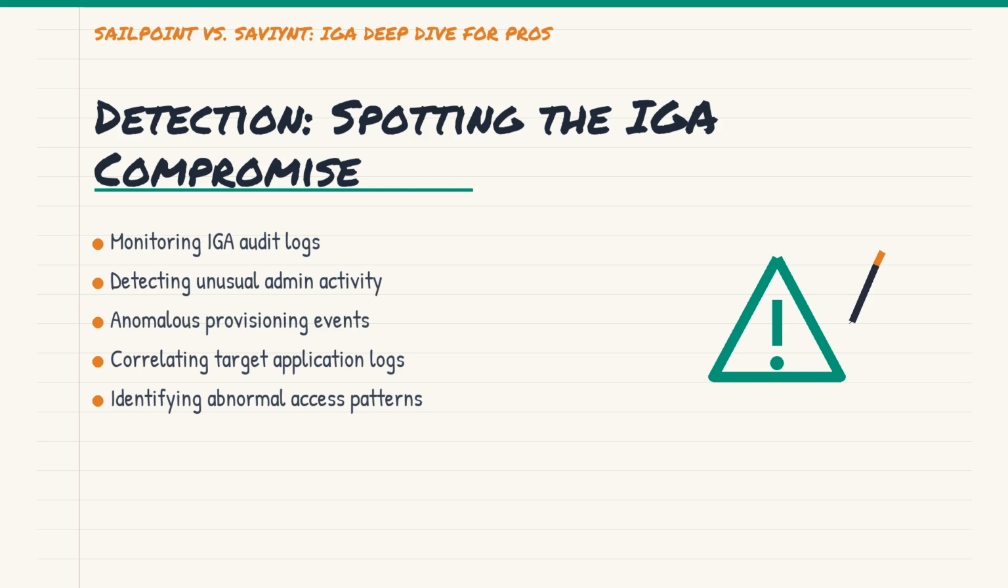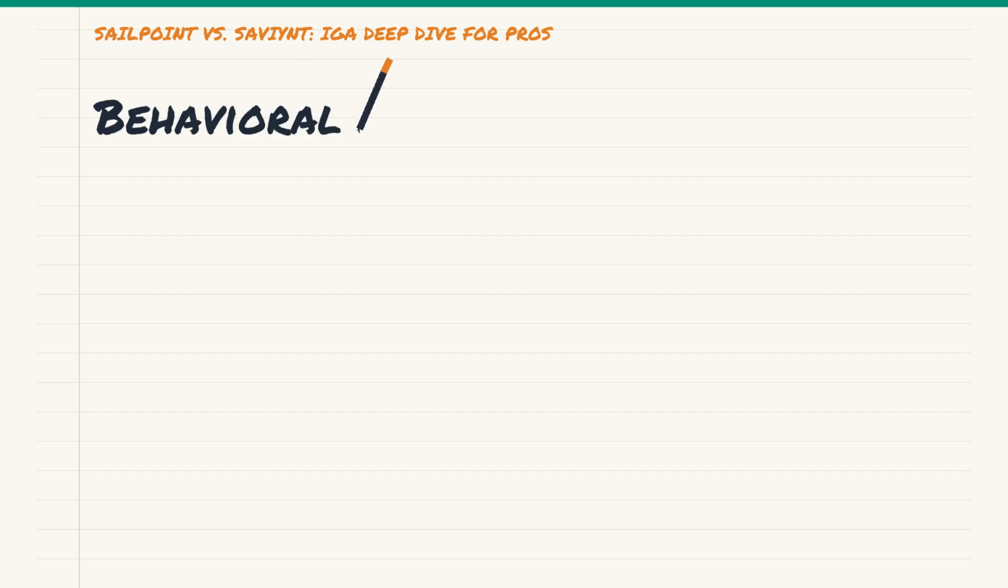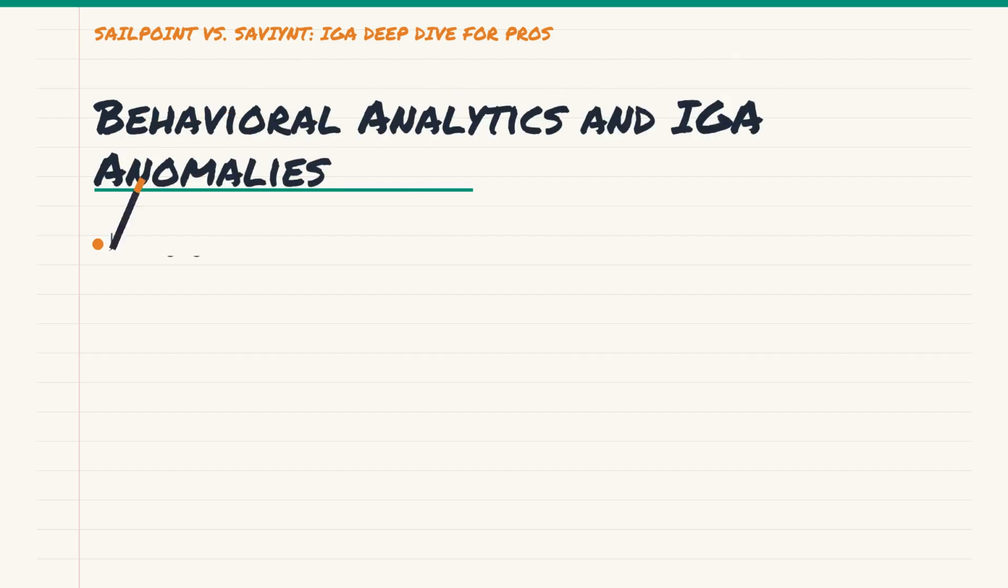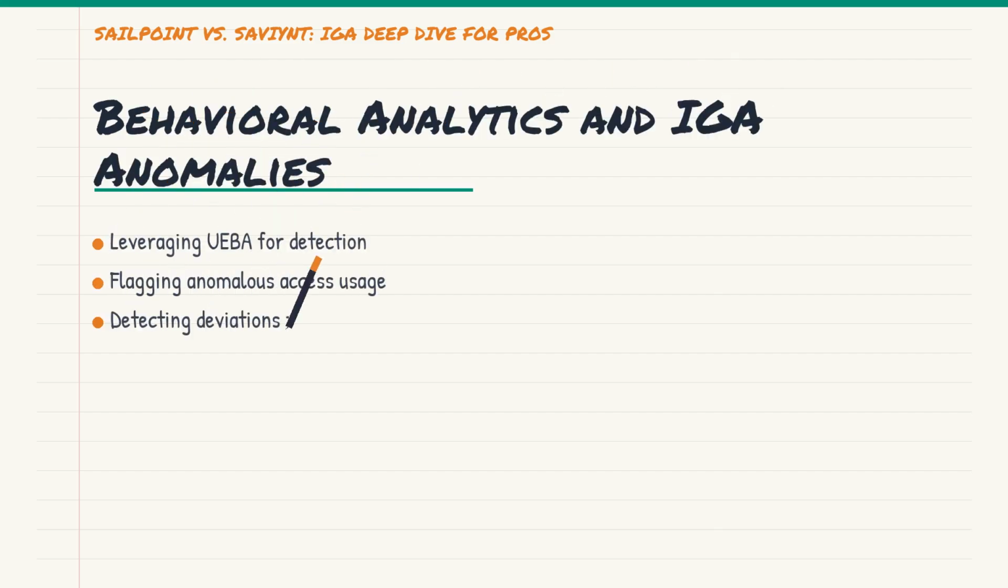Secondly, monitor the target applications. Are there sudden spikes in activity from users who recently gained access? Are there access patterns that deviate from their typical behavior? Correlation of logs between the IGA tool and the target systems is key. User and Entity Behavior Analytics (UBA) tools can be invaluable here.